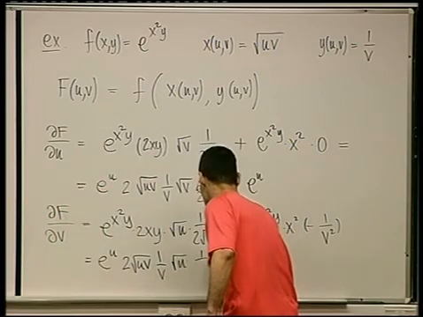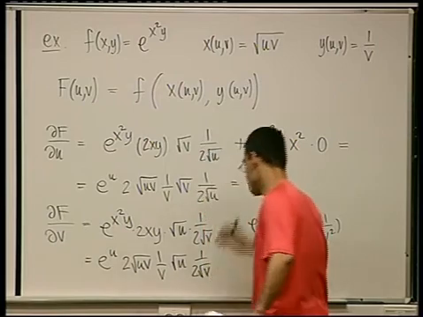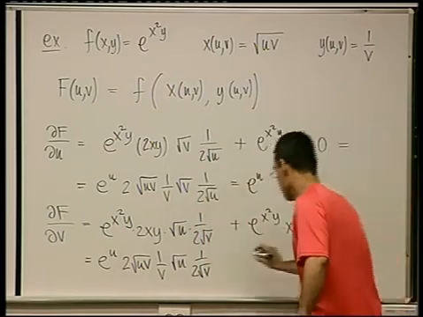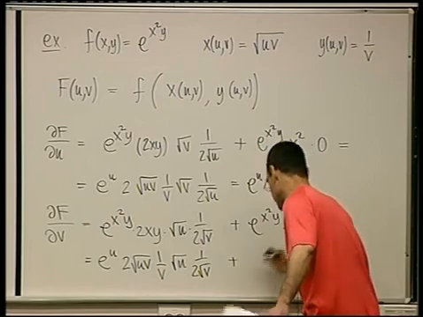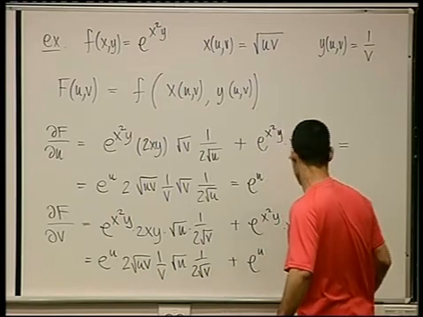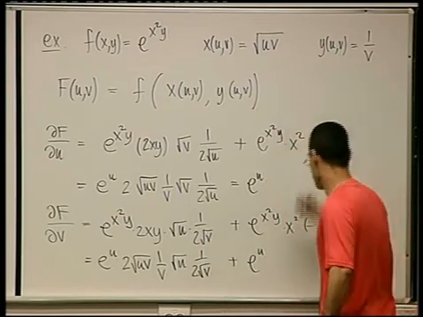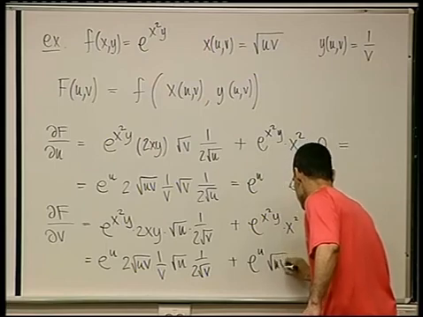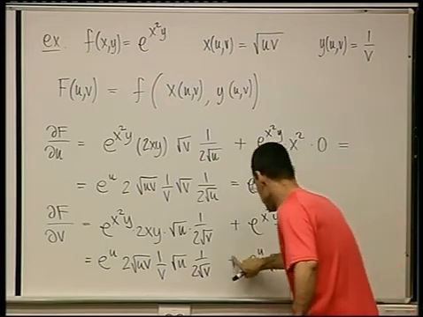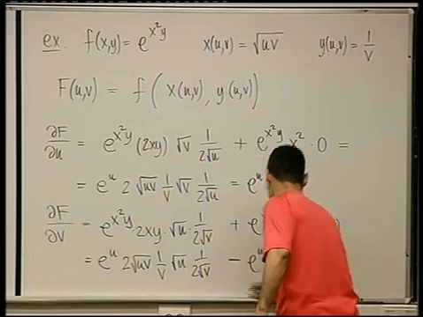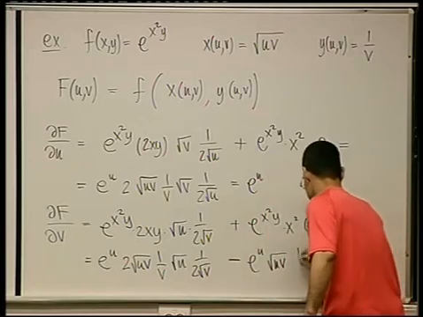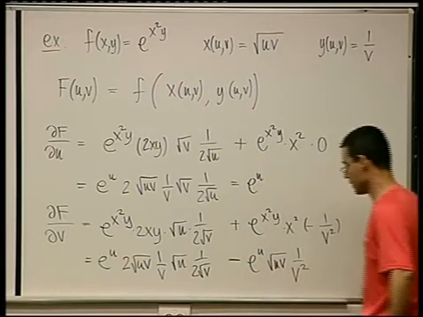Root u times 1 over 2 root v. So that's the first expression, plus e to the power x squared y is still just e to the u. X squared is root uv. And then I have, well, this becomes a minus because of this minus. And then I have 1 over v squared. Good?